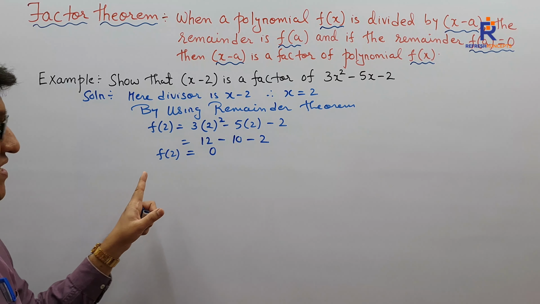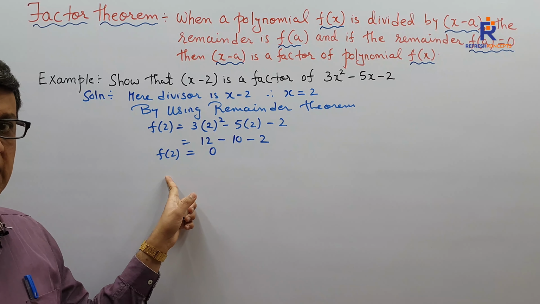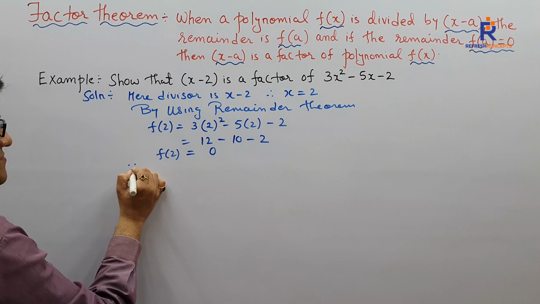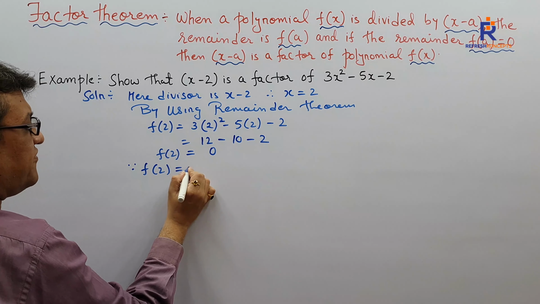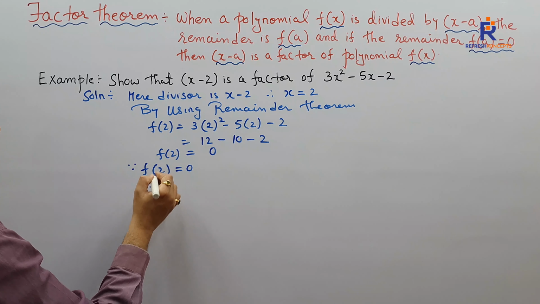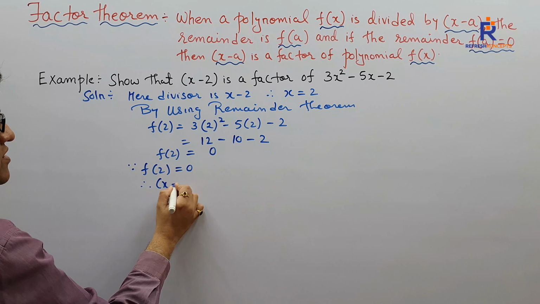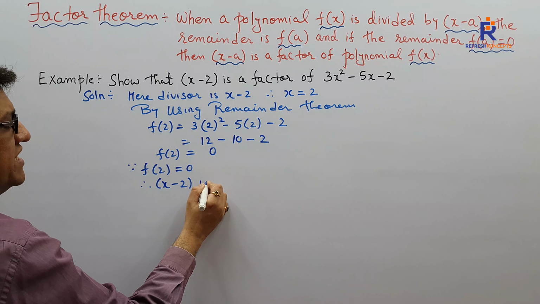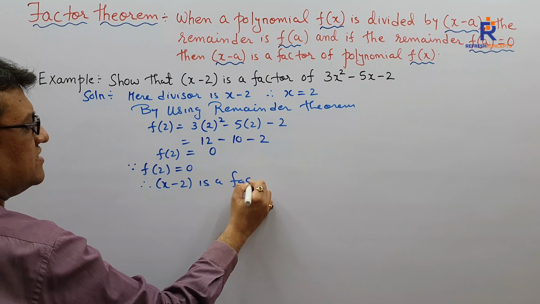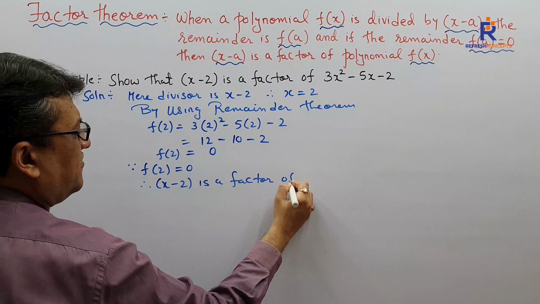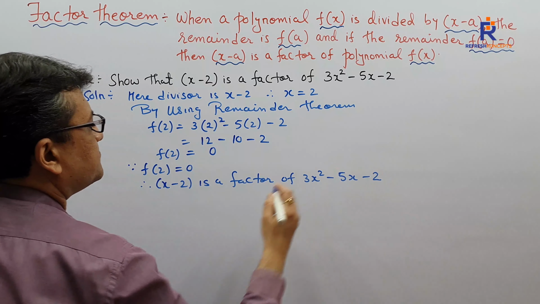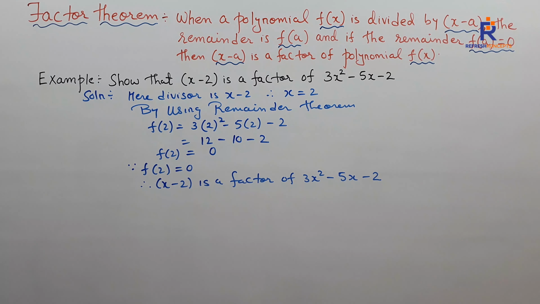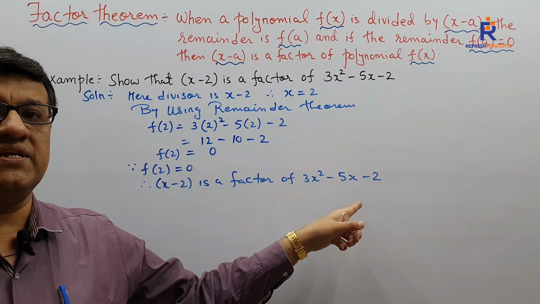So what is the remainder? f of 2 is 0 means the remainder is 0. Now I shall say, since f of 2, that is the remainder, is 0, therefore x minus 2 is a factor of 3x square minus 5x minus 2.